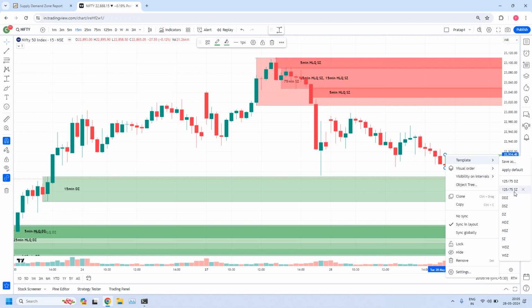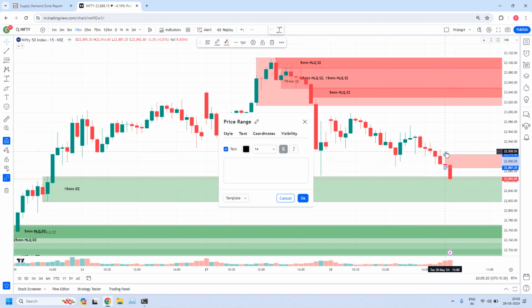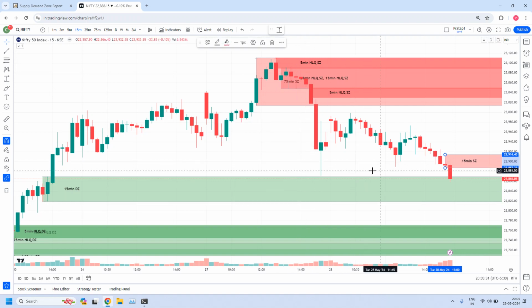Let me give a light color on the 15 minutes time frame. This is a normal 15 minutes supply zone. That's it. This is not a high liquidity supply zone. But the only problem is if you are planning any trade with a target up to a fine-tuned 5-minute zone, and the RR is not good, probably you should be careful. That is the only scenario.